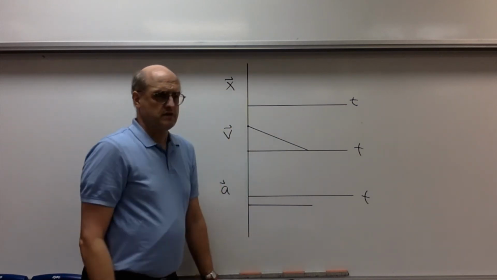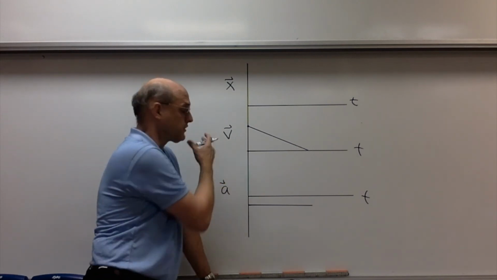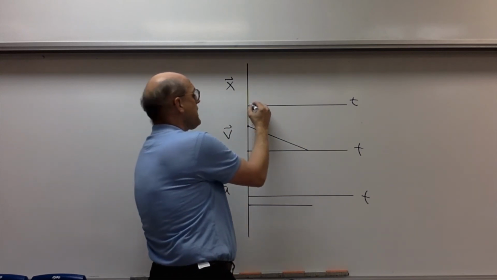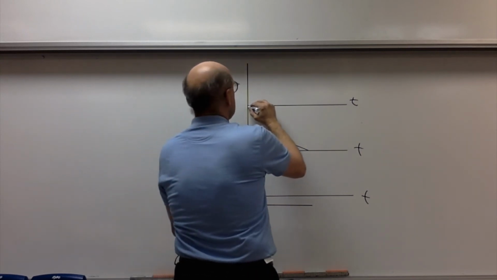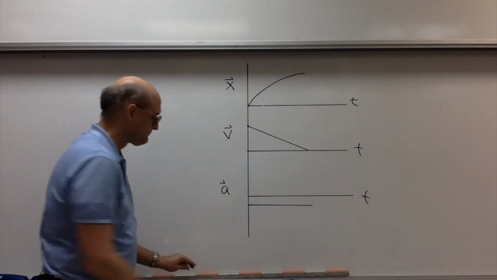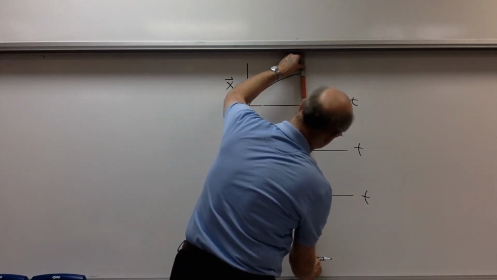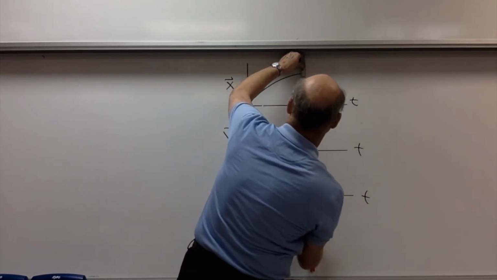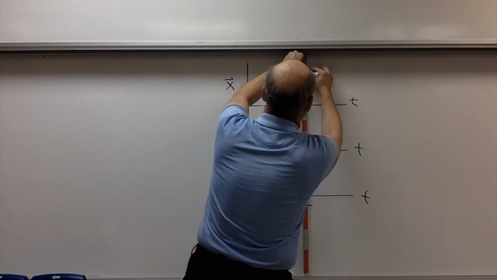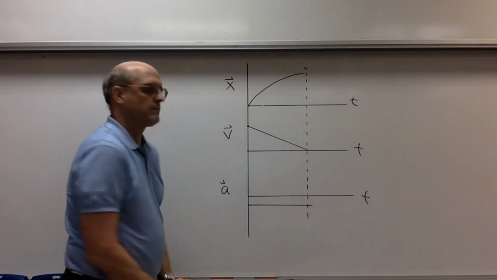Now, the position versus time graph would have to be parabolic. The cart starts out with an original velocity, which is in the positive direction, and then it comes to rest at the end of the story. Okay, now I'm going to draw a vertical dotted line showing where the end of the story is exactly for each graph. And there you go.